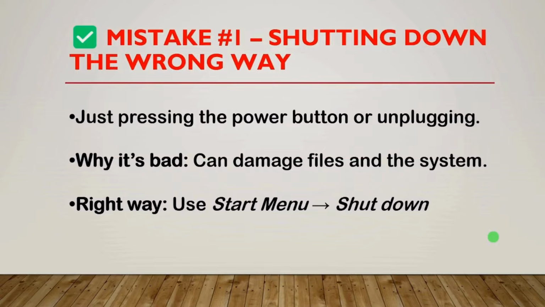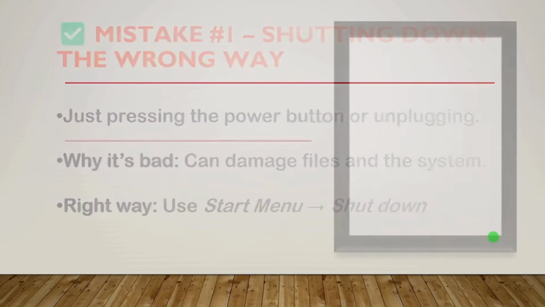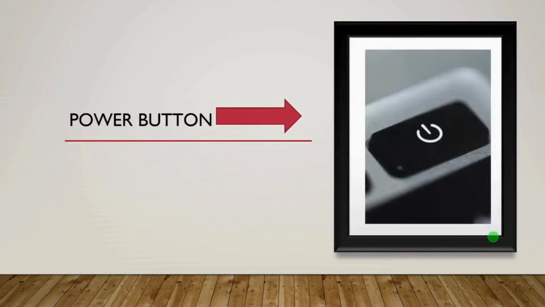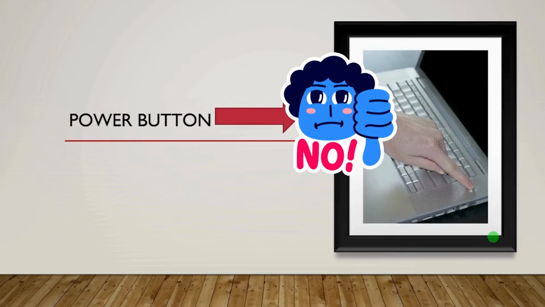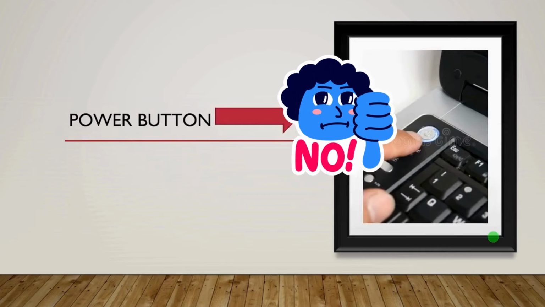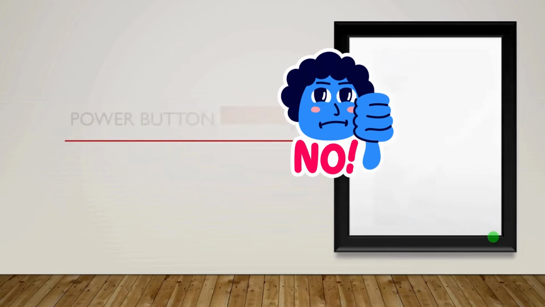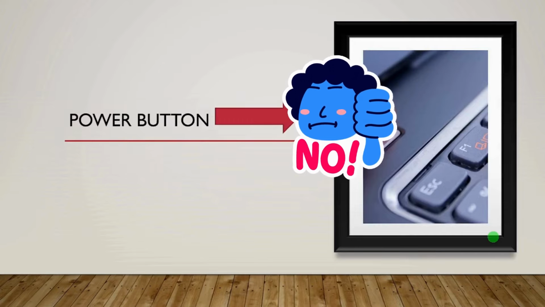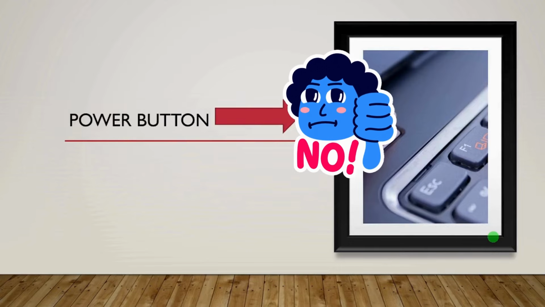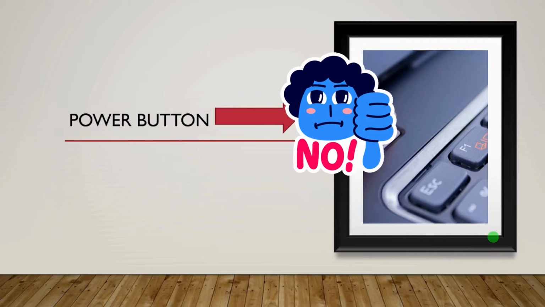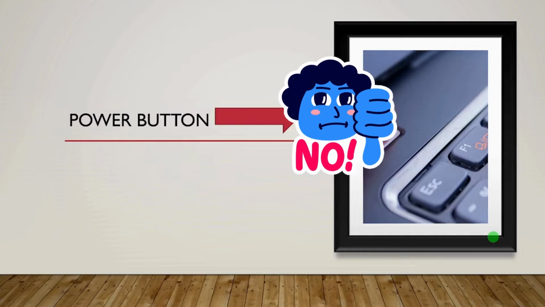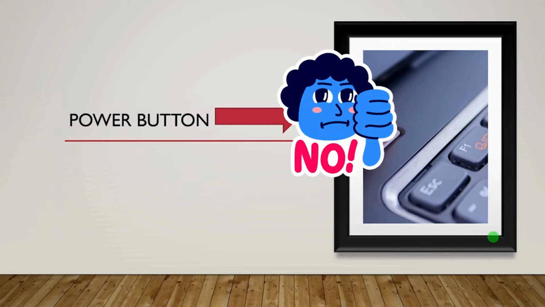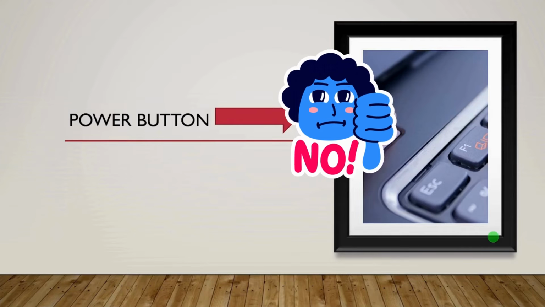Number 1 mistake here I have on my list is shutting down the wrong way. How many of you know that you have been shutting down your PC the wrong way? If you have been pressing the power button to shut down your PC, then this is wrong. If you long press your power button to shut down your PC, please, this is wrong. You know why? Because you are slowly and gradually damaging the files in your PC. You are also damaging your PC as well. So this is not good. So what's the right way of shutting down your PC? Click on the start menu and shut down your PC like I taught you on my previous video.